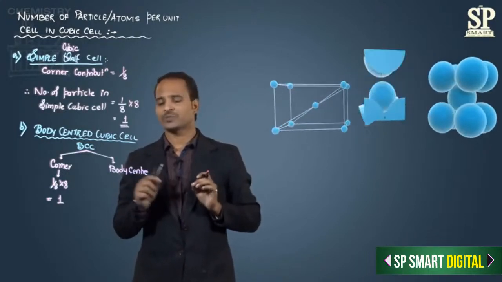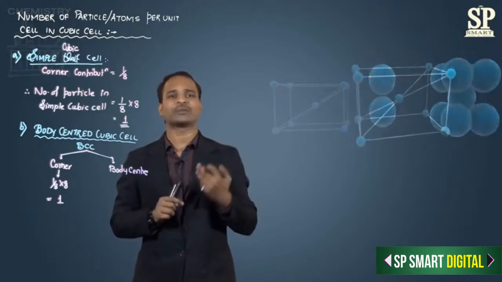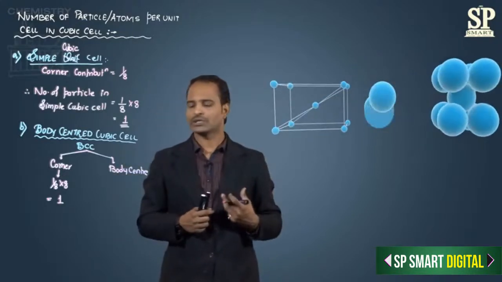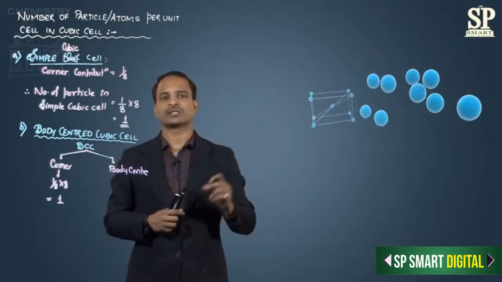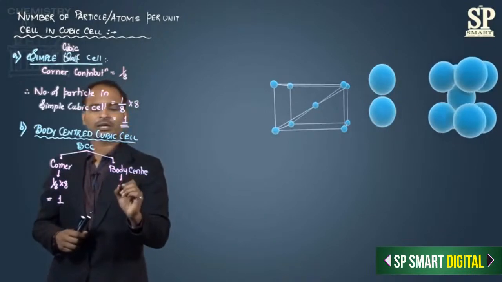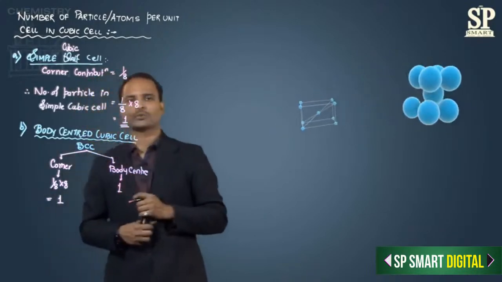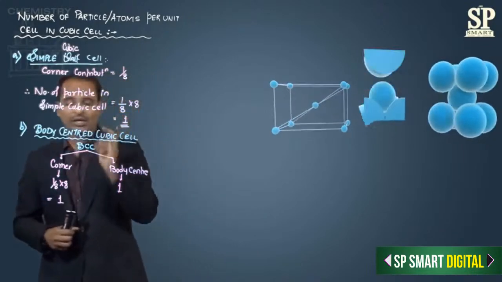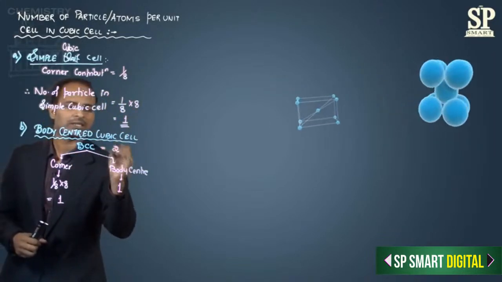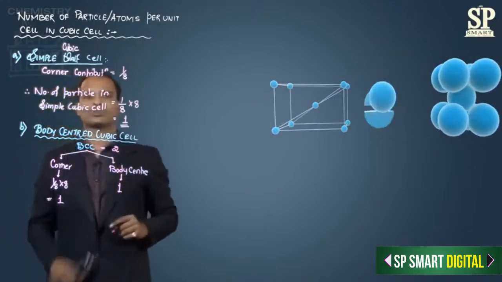Means the particle which is present at the body center is not shared by the other unit cell, and since it is not shared by the other unit cell, that particle present in the center is totally a part of the same unit cell. So the body-centered particle is counted as 1 because it's totally a property of the same unit cell. So I can say that a body-centered unit cell has in total how many particles? The answer is 1 plus 1, that is 2 particles.